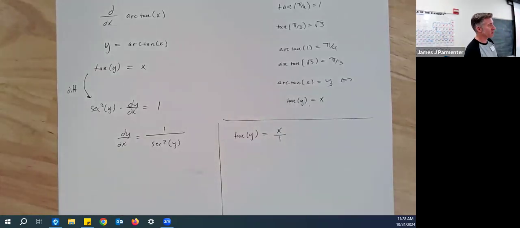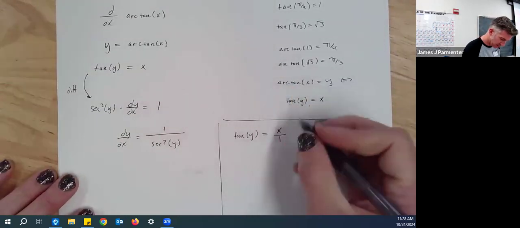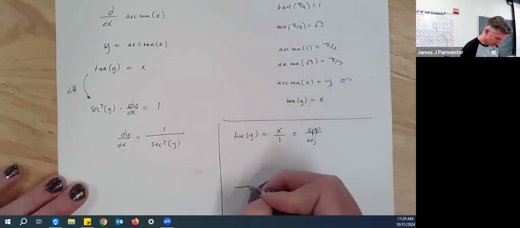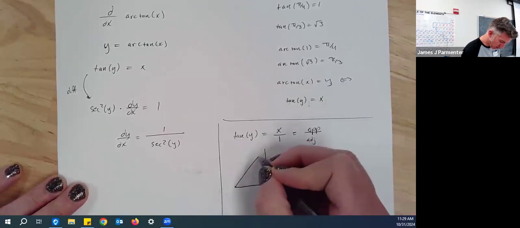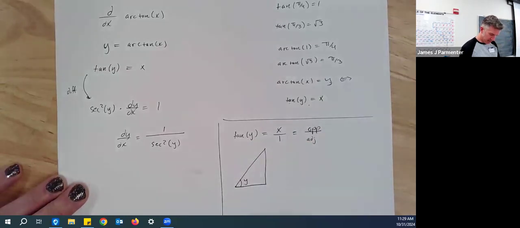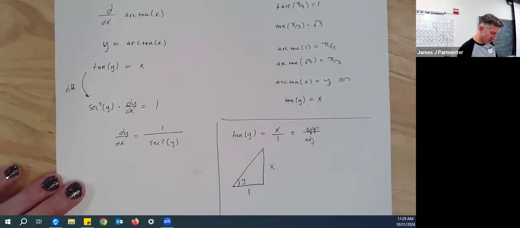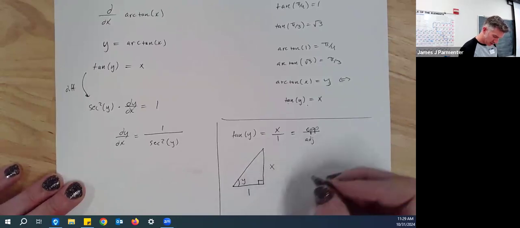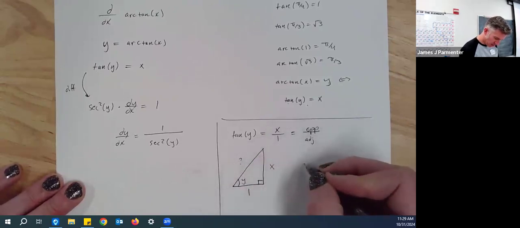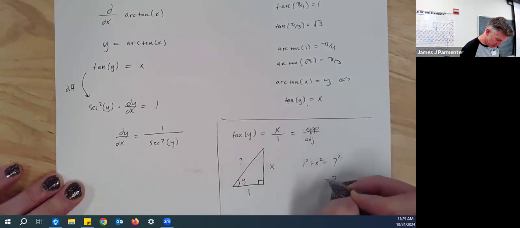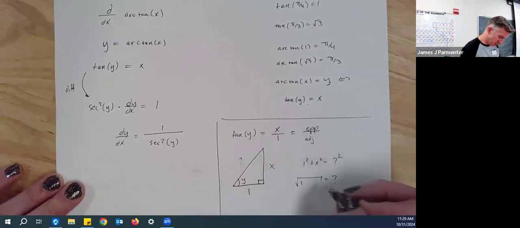But in right triangle trigonometry, we know that tangent is equal to which side over which side? Let's see, SOHCAHTOA. Tangent is the opposite over the adjacent. So if we draw ourselves a little right triangle here, where the angle is y, then tangent of y should be the opposite over the adjacent. We can use the Pythagorean theorem to find the third side. So this third side is going to be 1 squared plus x squared equals question mark squared. So the question mark is equal to the square root of 1 squared, which is 1, plus x squared.